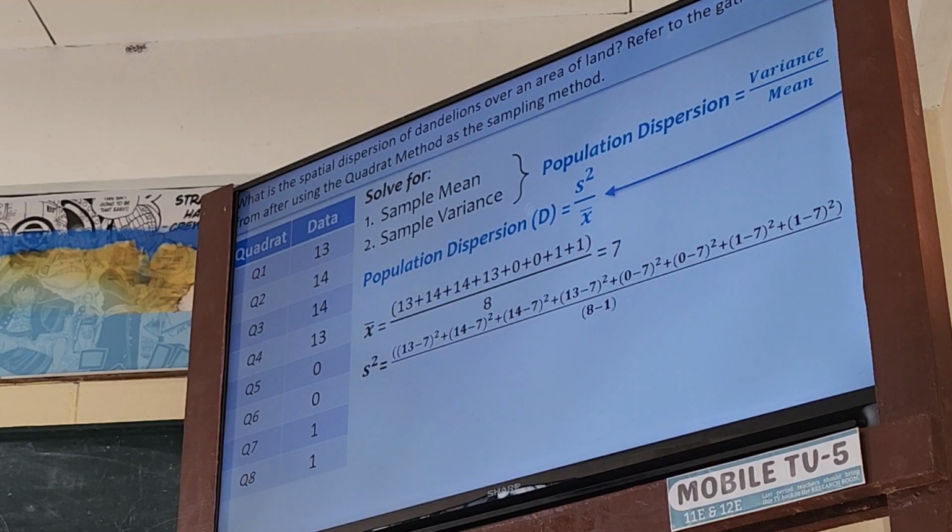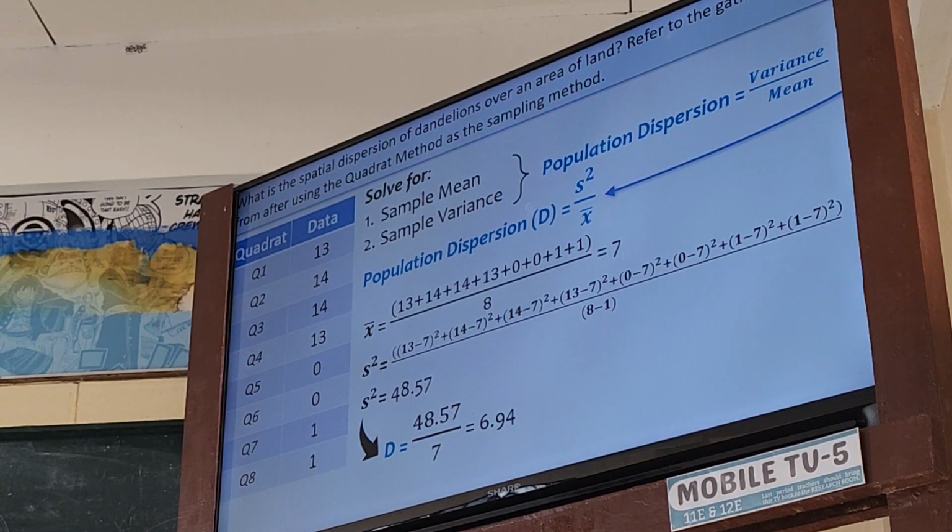Doon lang, average and your variance. Your variance is the square of your standard deviation. So, you should arrive at an answer of 48.57 for your sample variance. You have to divide that by 7, you get a 6.94.